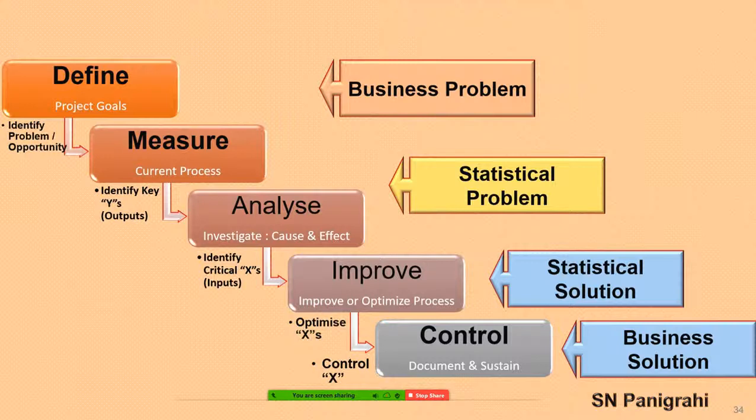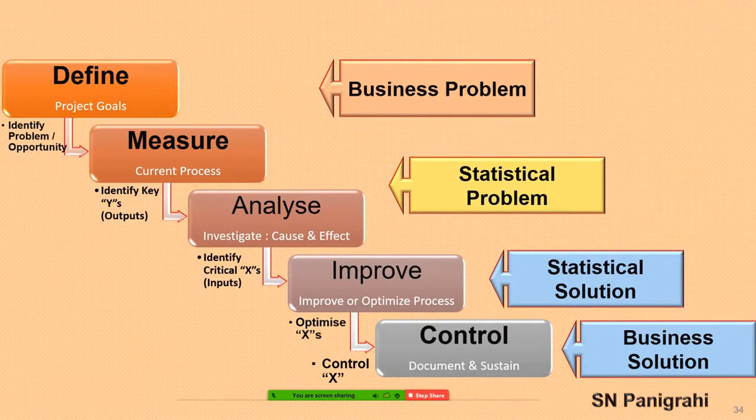Generally, we take a business problem. For example, there are late deliveries, or efficiencies are low, or product rejections are high. Those are called business problems. So first we have to identify or define what our problem is, that is, what our goal is. Sometimes there are also improvement aspects, for example opportunities. So we have to take the business problem, which in terms of this approach is to define the problem or define the opportunity.